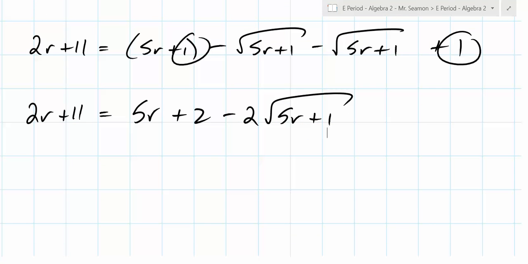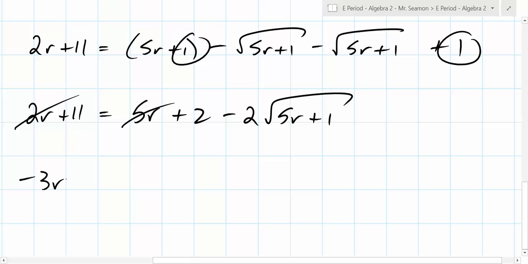Anything else that we can... Oh, yeah, there's a bunch we can combine, right? So cancel these and it becomes -3r. Cancel this and it becomes what? 9 equals -2. And here's the thing.